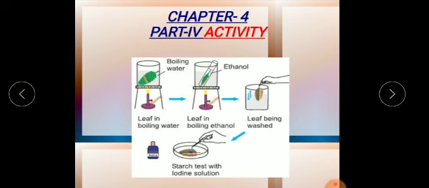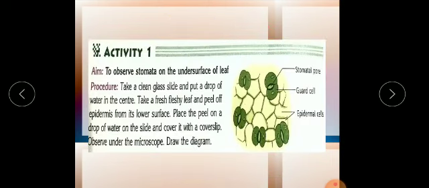Now before that, one activity is given, activity 1 in your book, page number 52. So in this, what is the aim? What do we have to do? We have to observe the stomata, which is a site of exchange of gases, carbon dioxide and oxygen, on the under surface of the leaf. Under surface means the lower portion of the leaf.